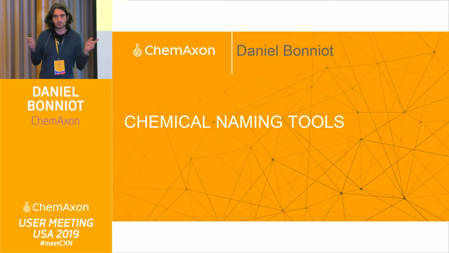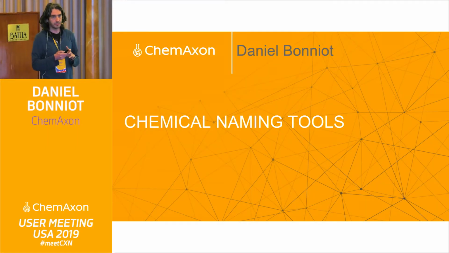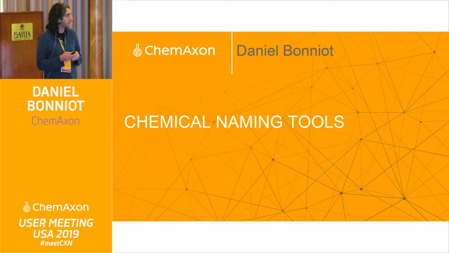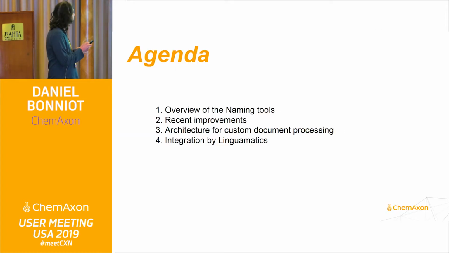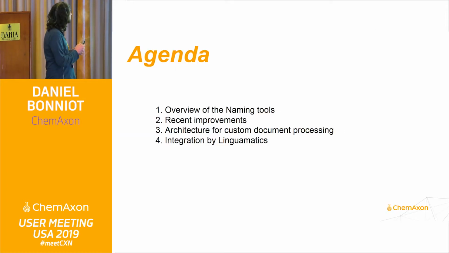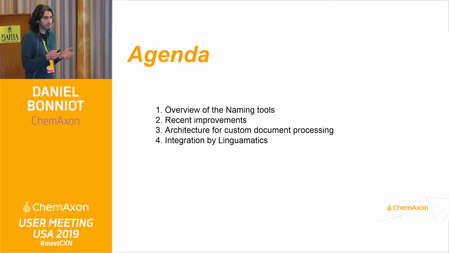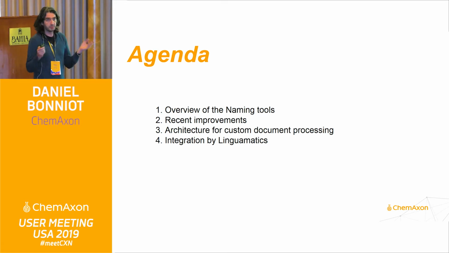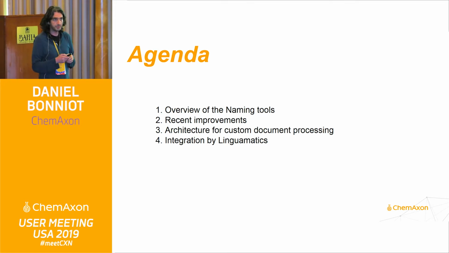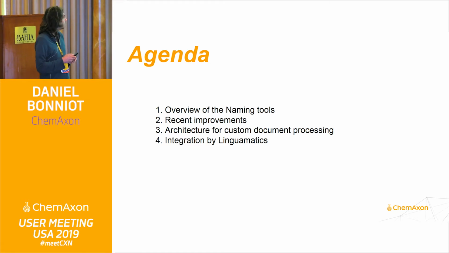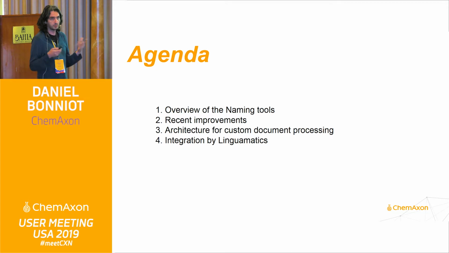I'm going to do a very quick introduction about the chemical naming tools that we have at ChemAxon. And so this is the agenda. First, the overview of our tools related to naming. And then I will mention just some recent improvements since last year. And then mention one of the main uses of our naming technology, which is to do document processing.